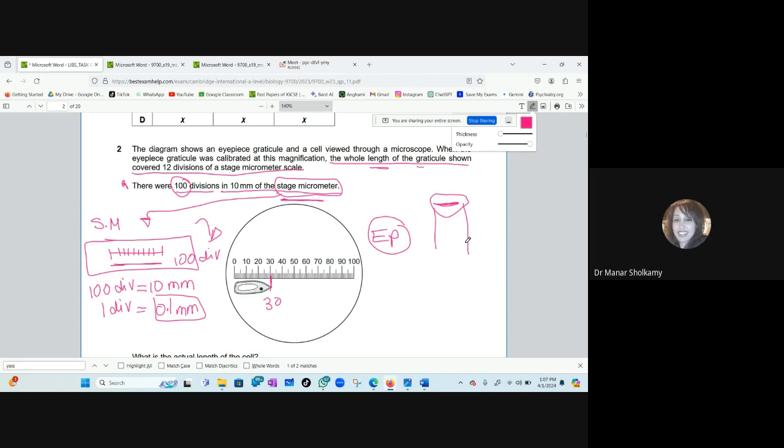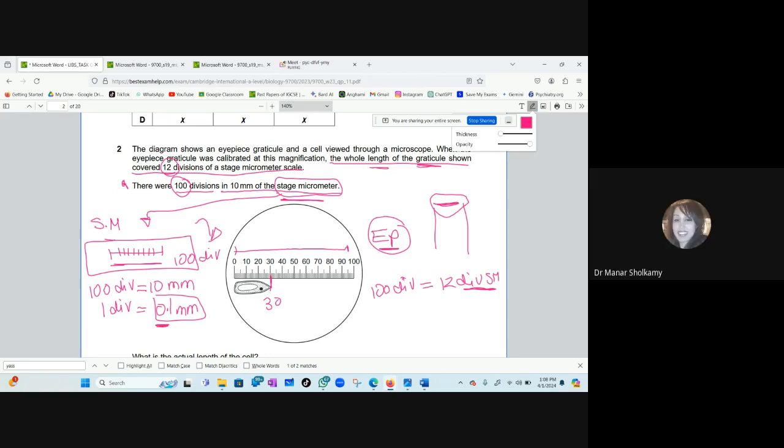When they calibrated, when they put the stage micrometer and the eyepiece graticule and brought them into focus, the whole length of the graticule shown covered 12 divisions of the stage micrometer. The whole length of the graticule is also 100 divisions. So now we're talking about the eyepiece graticule. 100 divisions on the eyepiece graticule was equivalent to 12 divisions on the stage micrometer when they were brought to focus. We said every division on the stage micrometer is how much?